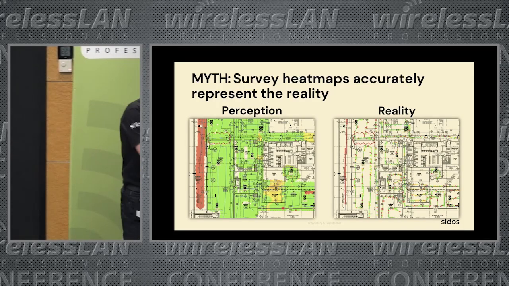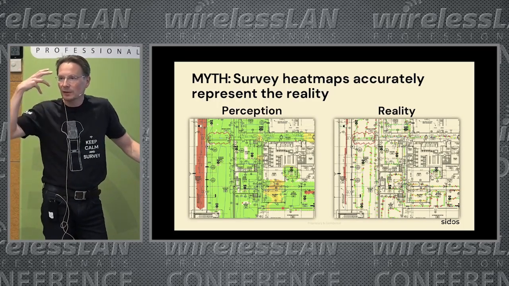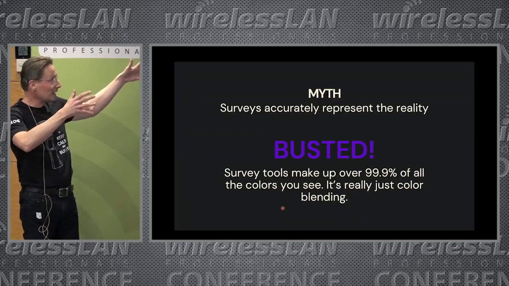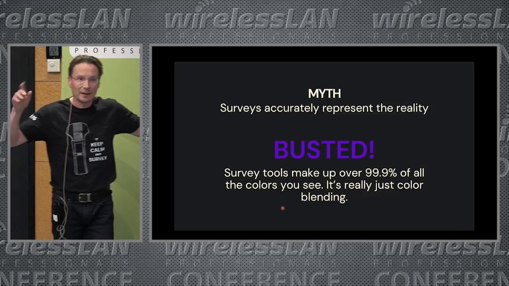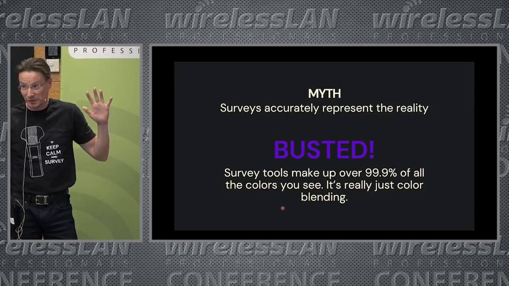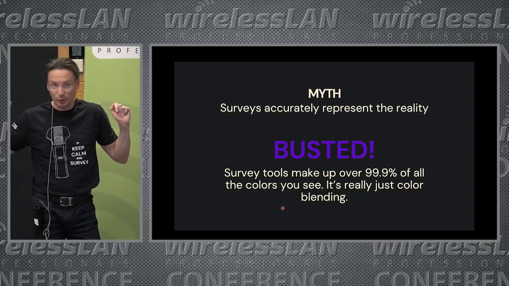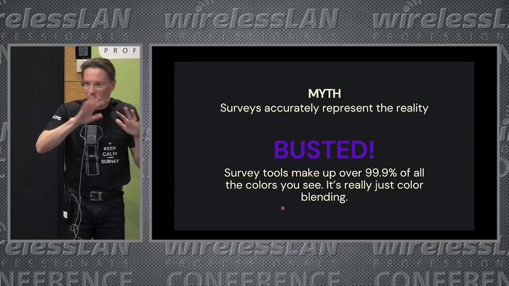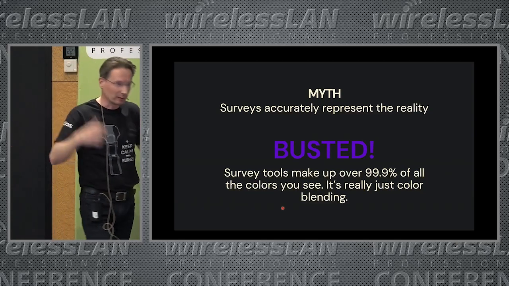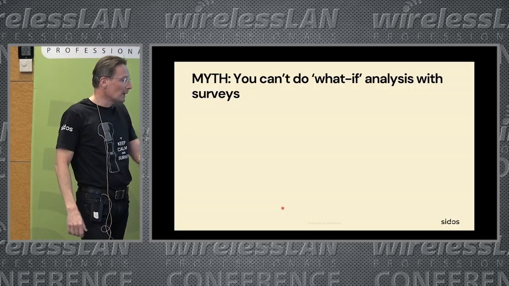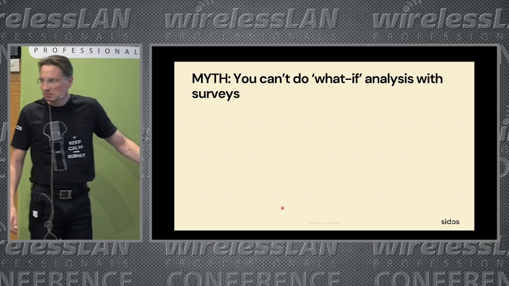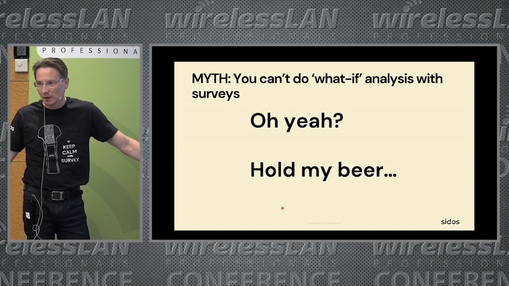So these tools do their best, but they don't have an understanding of the context. And if the myth is that because it's a survey heat map, it's real and it's reality, I'd say it's busted, because about 99.9% of all the colors you see are made up by the tool. It's really more like color blending than anything else, because the tool doesn't have the context of what's happening in real life, okay? So the last myth is that you can't do what-if analysis with surveys. I'd say hold my beer.